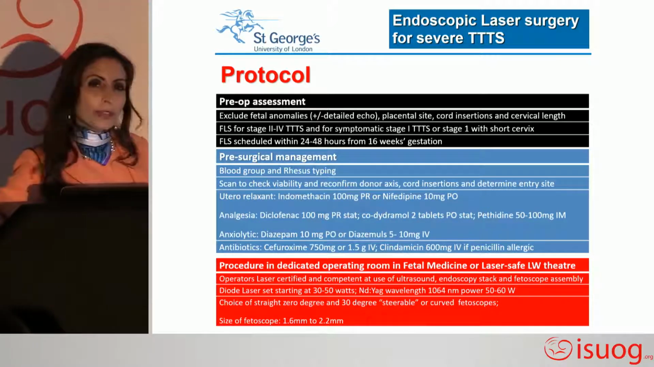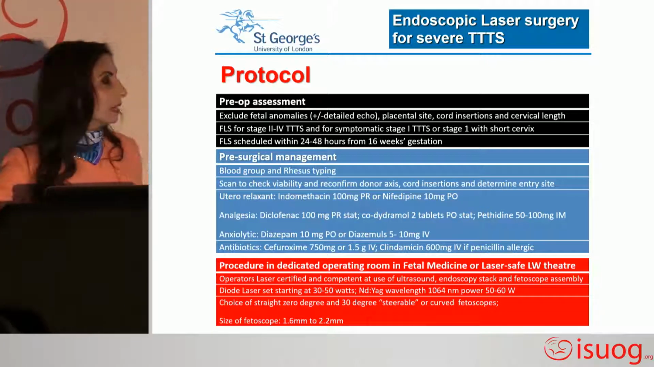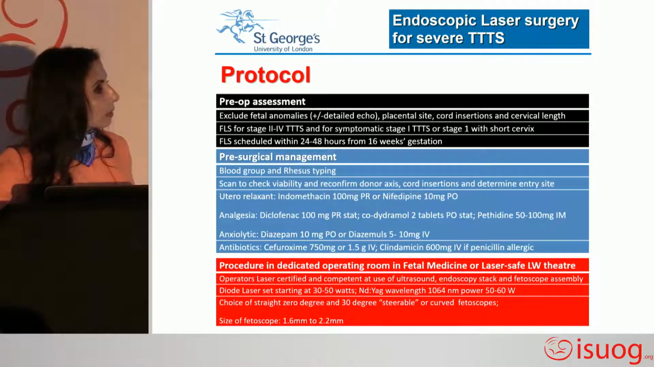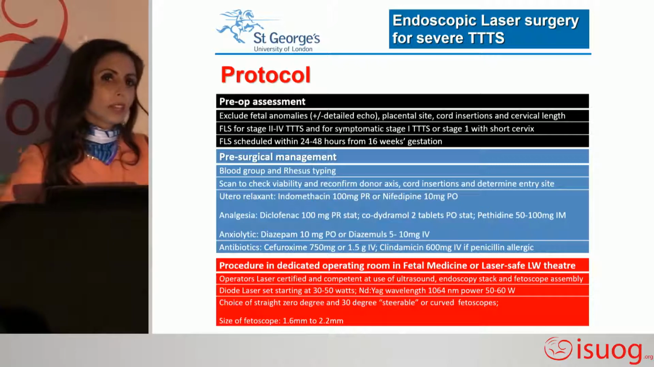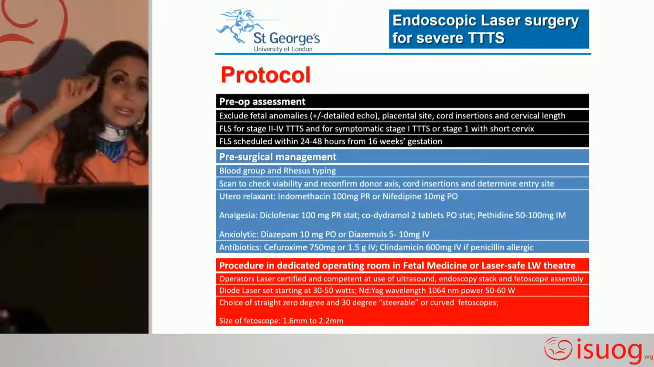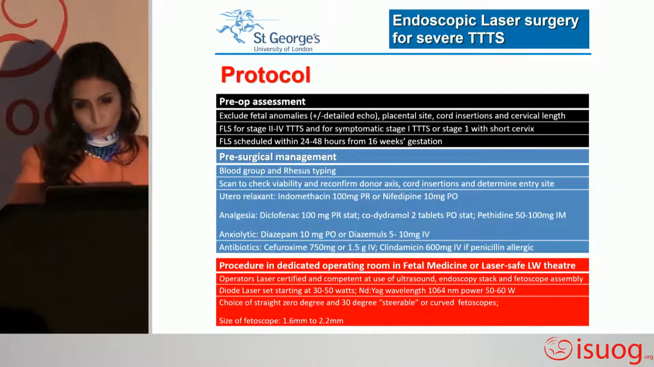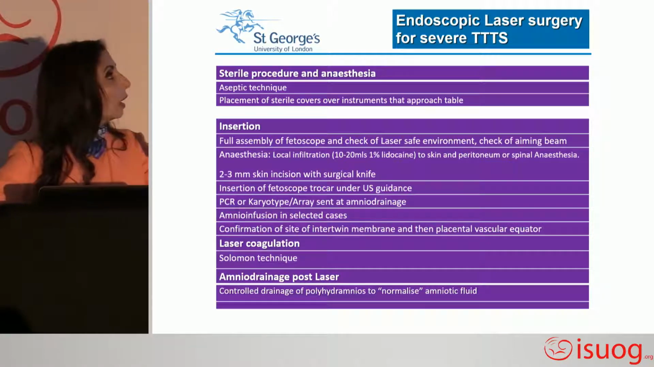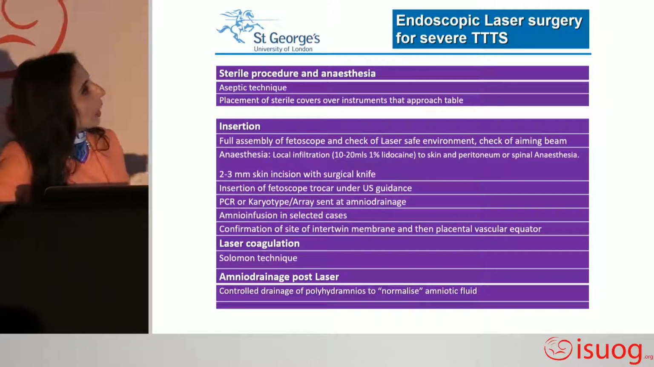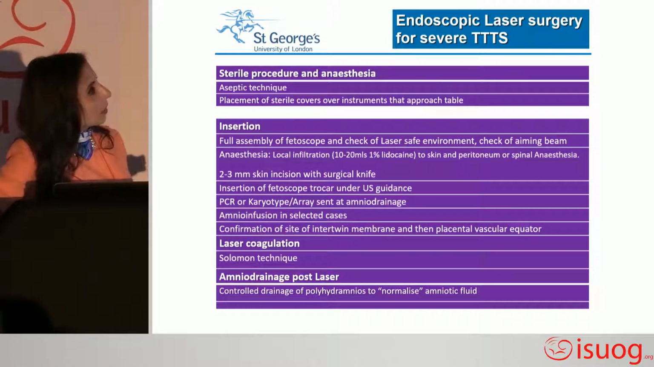The fetoscopy, how big? It's really small. It varies between 1.6 millimeter to about 2.2 millimeter. So actually the skin incision is usually less than 3 millimeter. It's really small. Of course, we do sterile procedures.